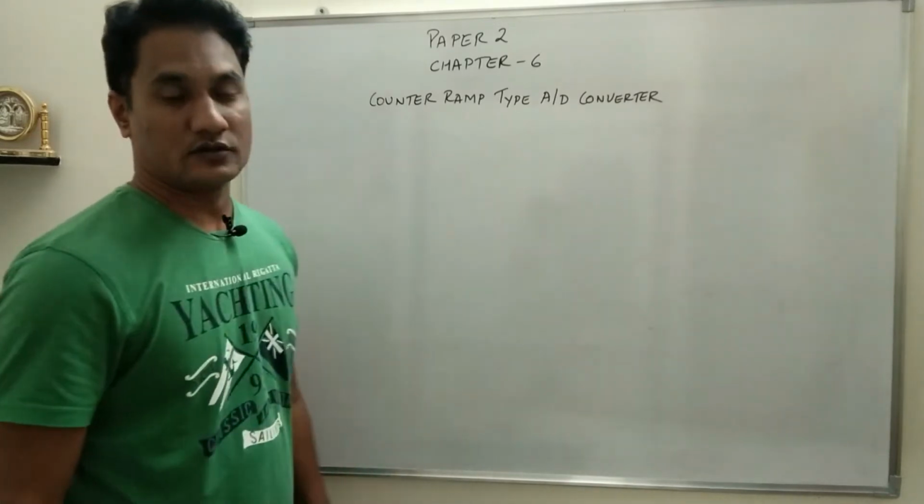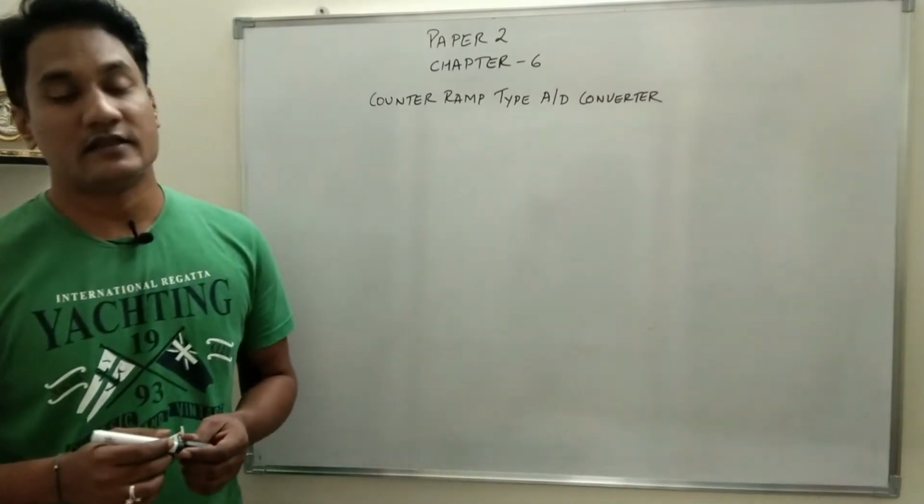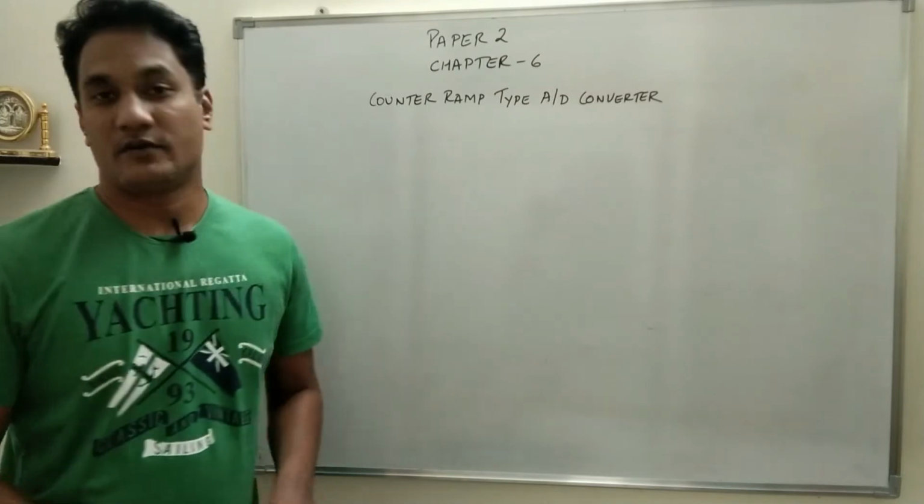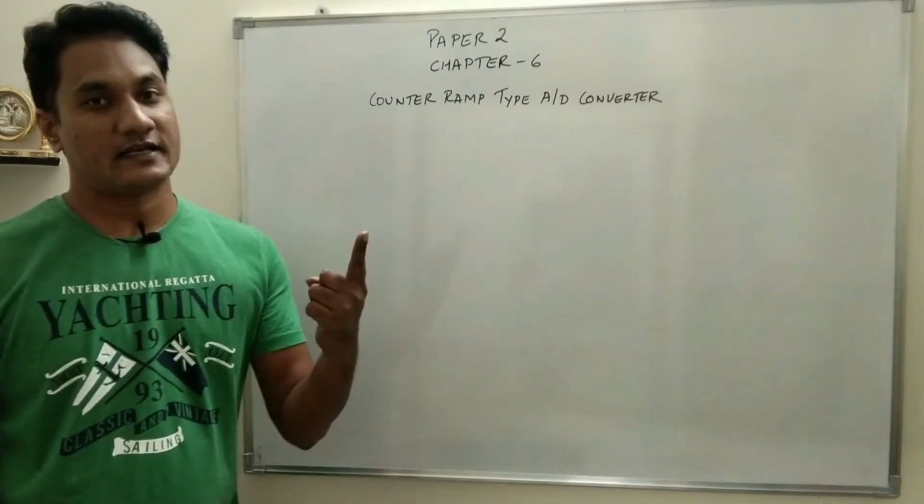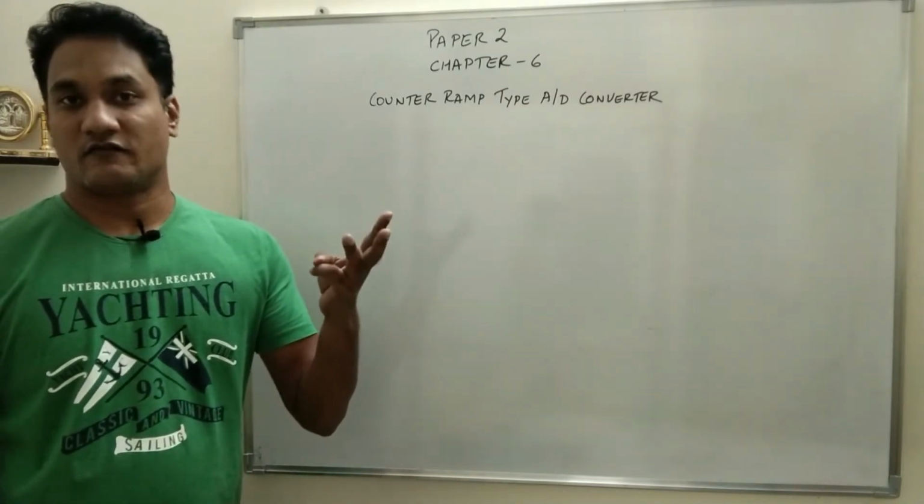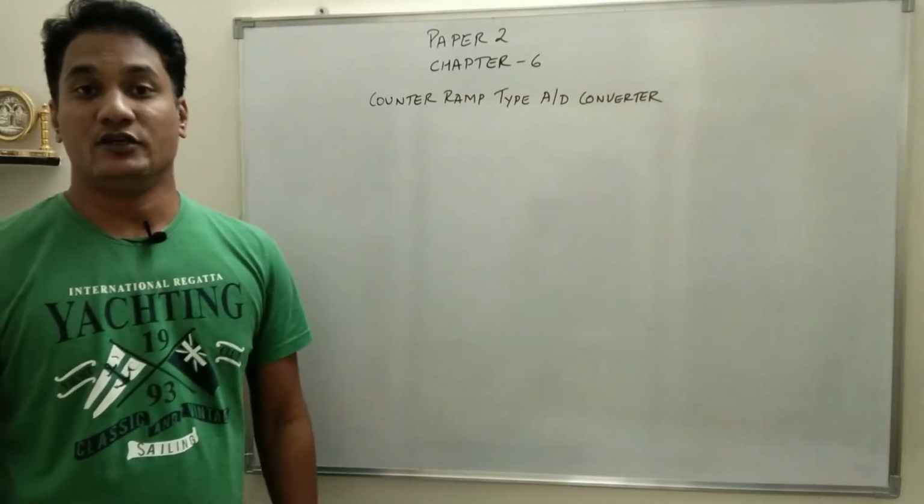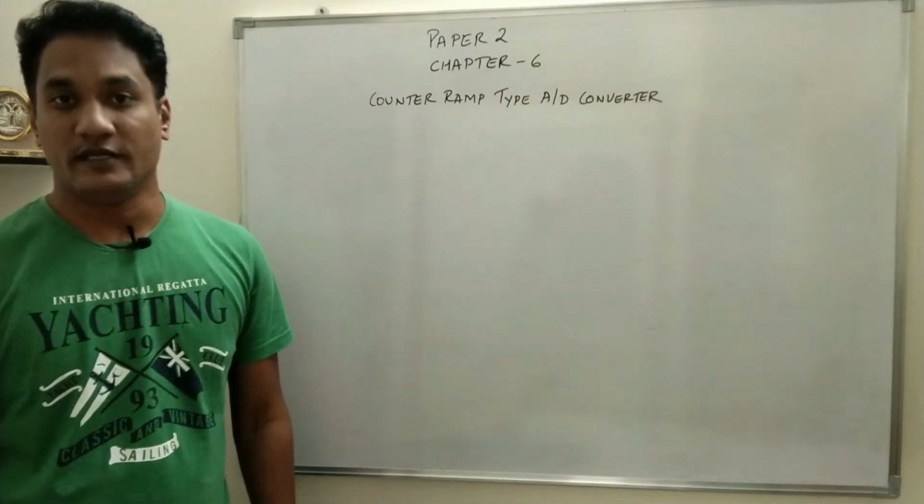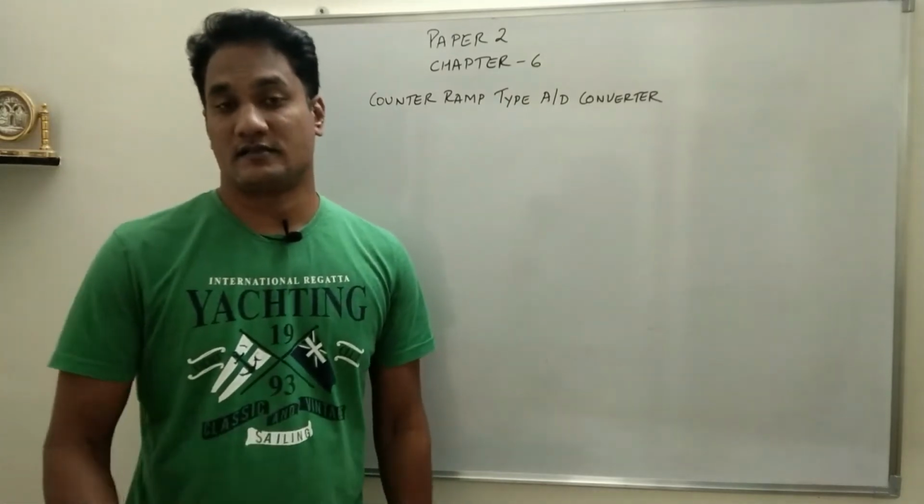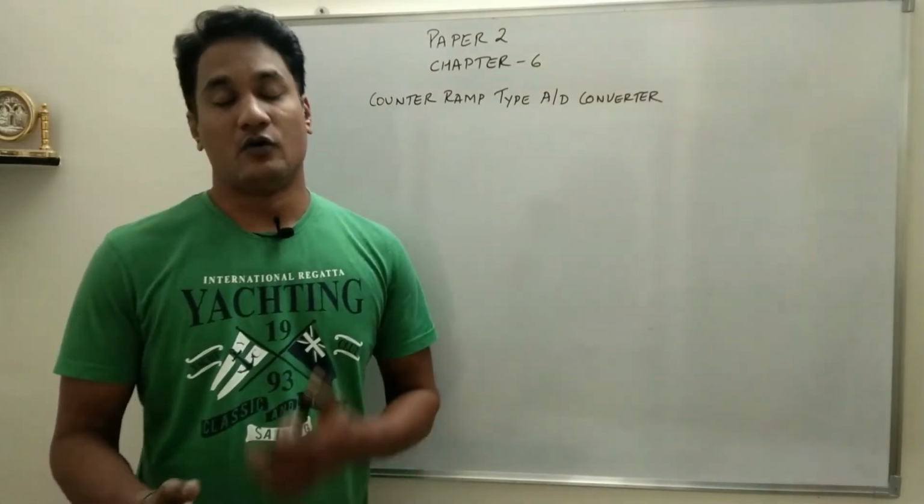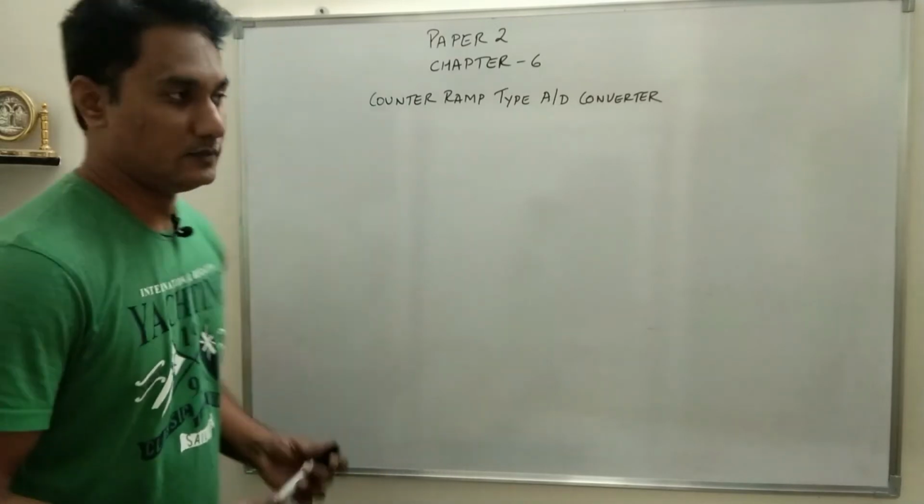Again, the question will be for 4 marks. Explain the working of counter ramp type A to D converter. You have to draw the diagram, you have to write the construction and working of that particular circuit. So I will be drawing the diagram and explain to you how the circuit has to be constructed, as well as how the circuit will work. We will see both the things.